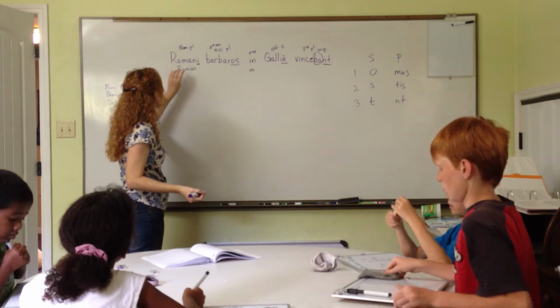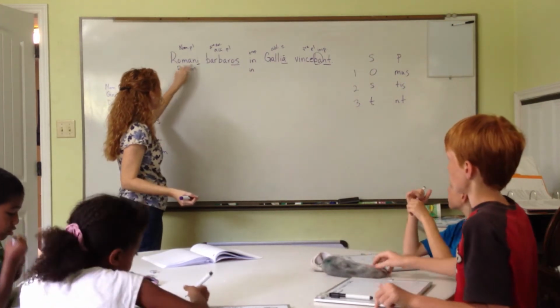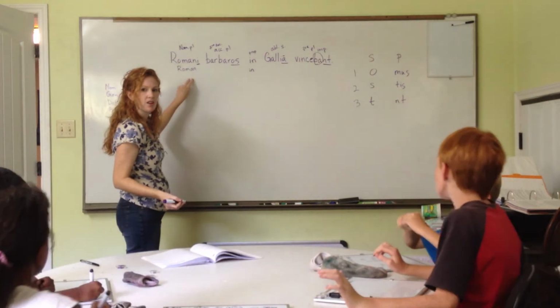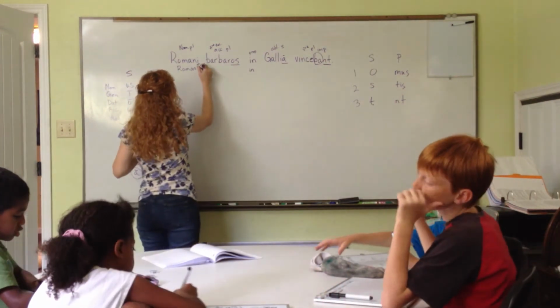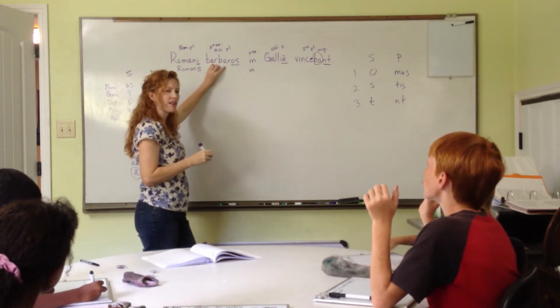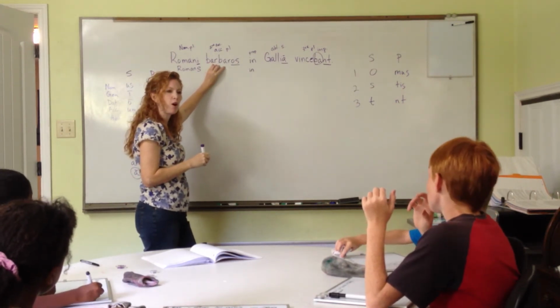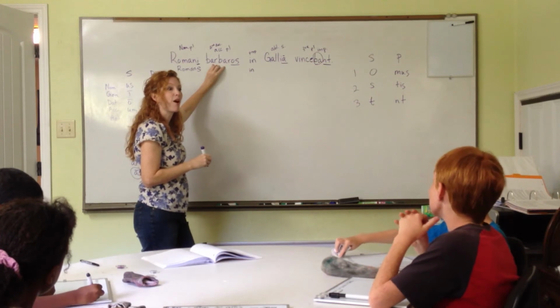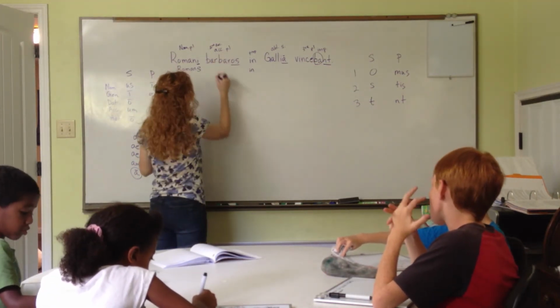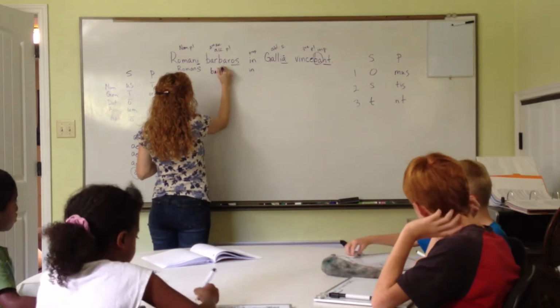Okay, so now let's go for our endings. So we've got Roman, but we see that it's supposed to be plural. So what should we put here? Romans, let's make it. Okay? And barbaros. That sounds like another English word besides barber. Barbarian. Barbarian, that's right. But it's also plural, so what should I write? Barbarians.